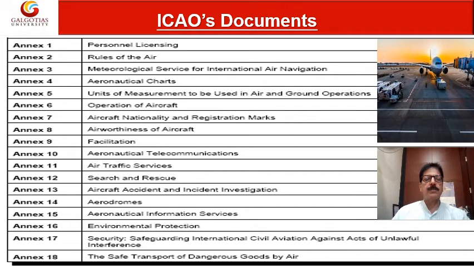12 is search and rescue in case of any emergency or contingency. The rescue teams get activated and extend all possible help. Then we have aircraft accident and incident investigation. Then Annexure 14, aerodromes; 15 deals with aeronautical information services; 16, environmental protection; 17, security, safeguarding international civil aviation against acts of unlawful interference; and 18 deals with the safe transport of dangerous goods by air, what we call DGR.